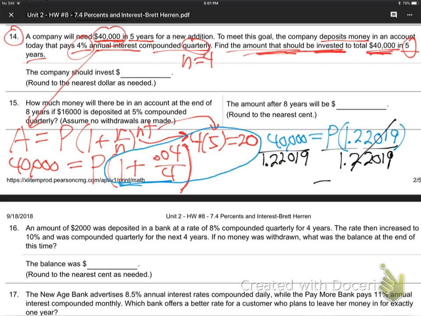1.22019. Boom. So P equals, what am I getting? 32,781. Round to the nearest dollar. 781.77. That'll round to 782. 782. That's what they need to invest.